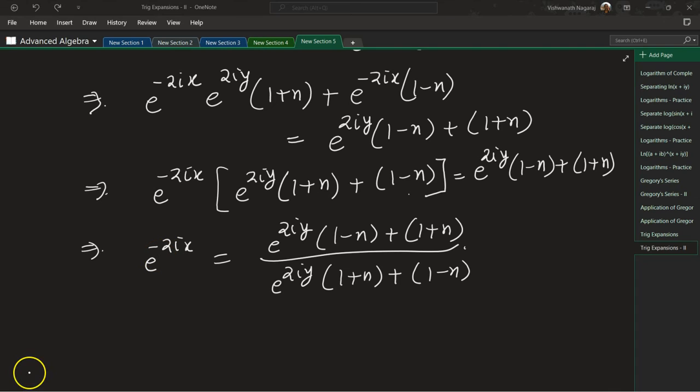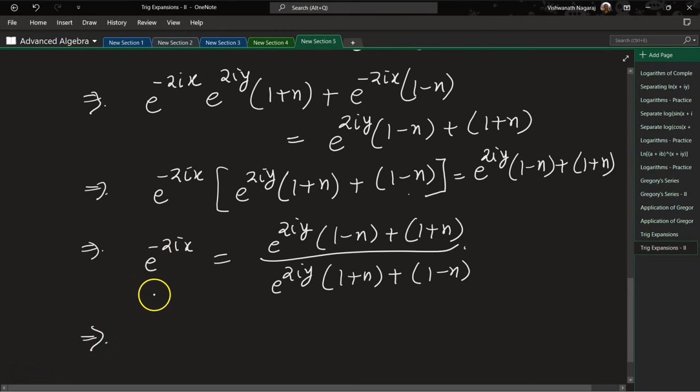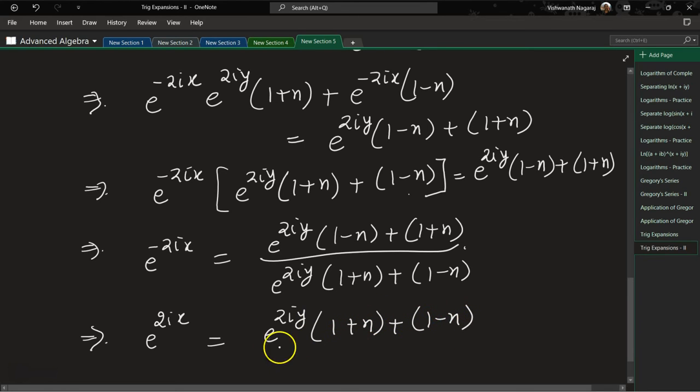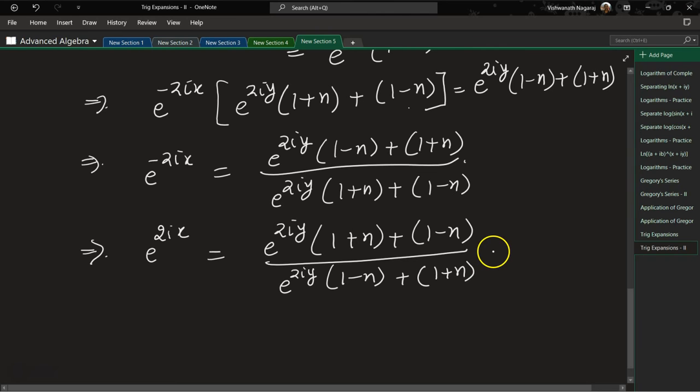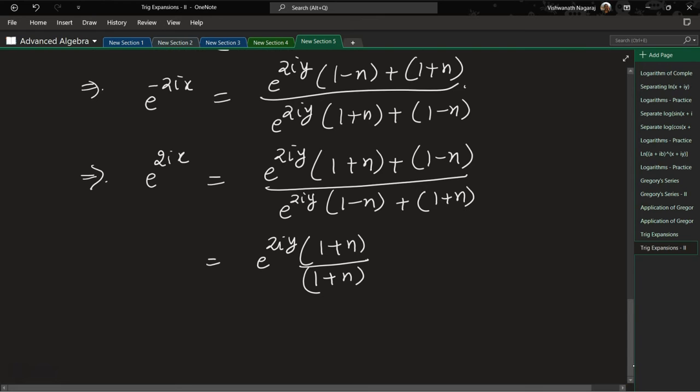Now what else can we do? Now one thing that we can do is, let's take the reciprocal of both the sides. So this becomes e to the power of 2ix is equal to e to the power of 2iy 1 plus n plus 1 minus n divided by e to the power of 2iy 1 minus n plus 1 plus n. We can simplify this by dividing all the terms on the right hand side by 1 plus n. So these two will cancel out, and we'll be left with only e to the power of 2iy. But we can't just divide by 1 plus n for only one term. We have to divide it for all the terms on the right hand side.